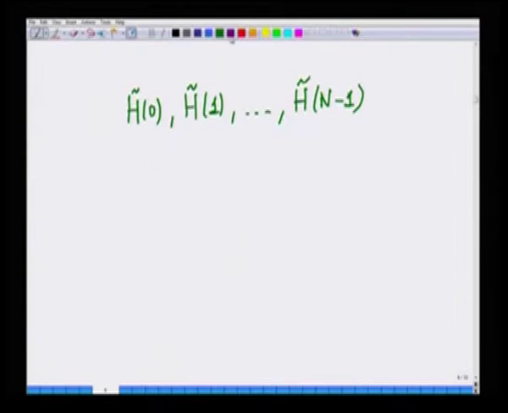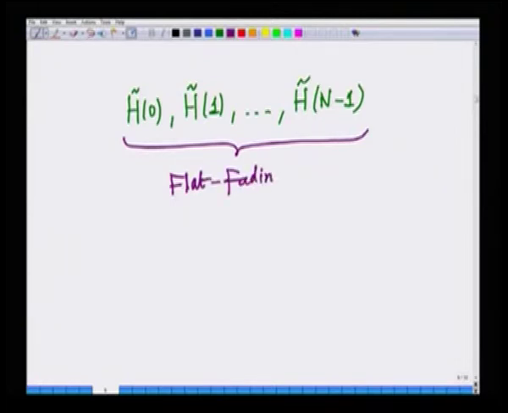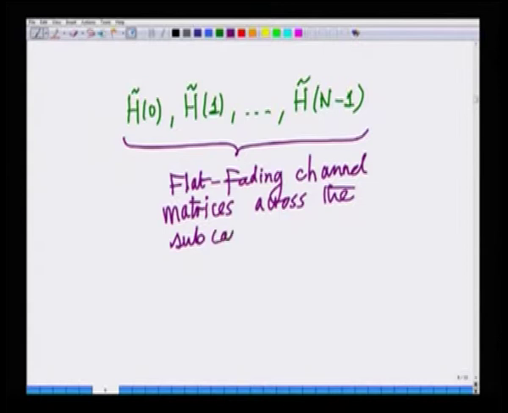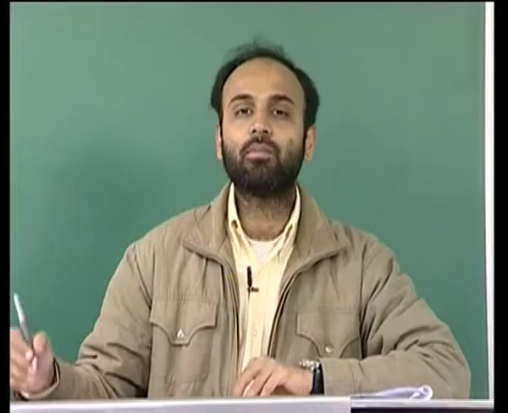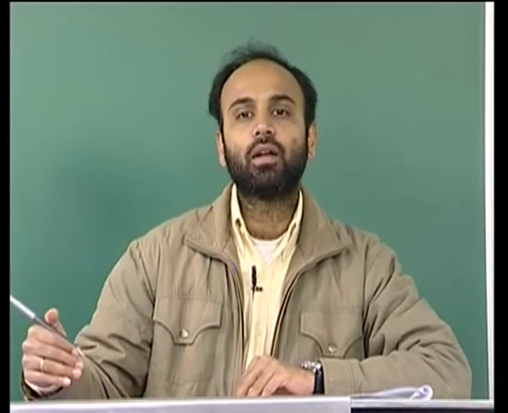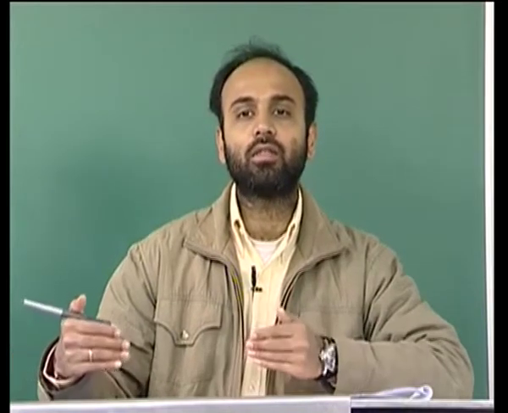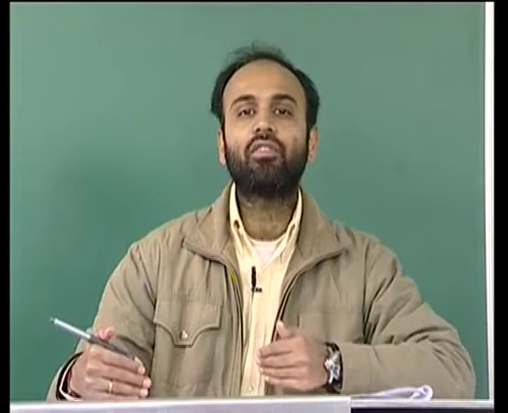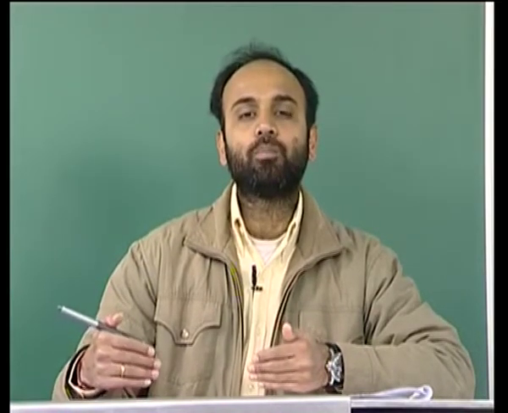So, these are nothing but the flat fading channel matrices across the n subcarriers, and they are simply computed by the FFT of the channel taps, similar to what we did in OFDM, except now these are matrices. Hence, each element of the matrix is computed as the FFT of the corresponding element of the channel tap.